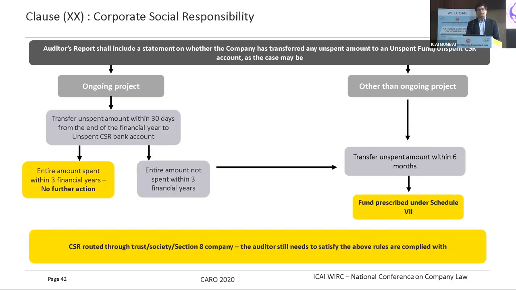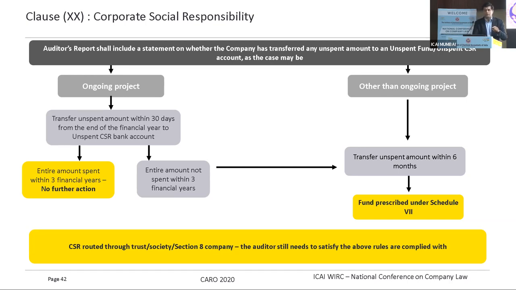Corporate social responsibility. As an auditor, you will have to comment on whether the company has transferred any unspent amount to the CSR fund, as the case may be. Now, what are the cases? There are two classifications. One is ongoing CSR project. Second is others. An ongoing CSR project is defined as a project which runs over more than 12 months. It may not be a capital project. For example, if you're not building a hospital or a college, but otherwise also it's going to take 12 months, then in that case, it's an ongoing project.